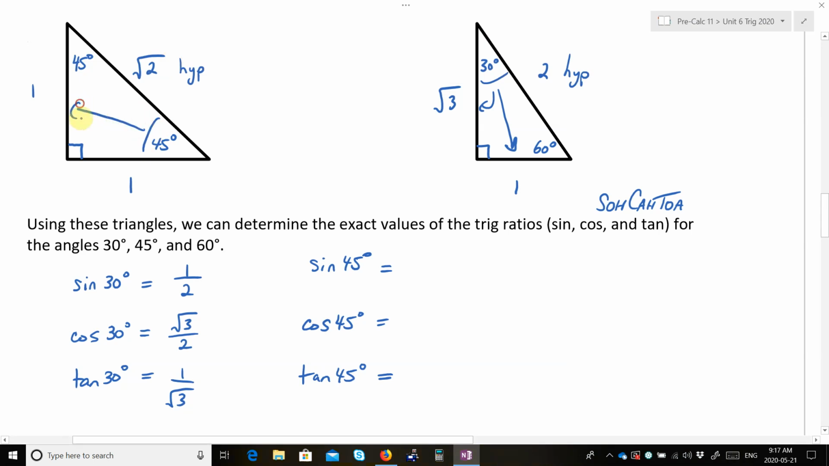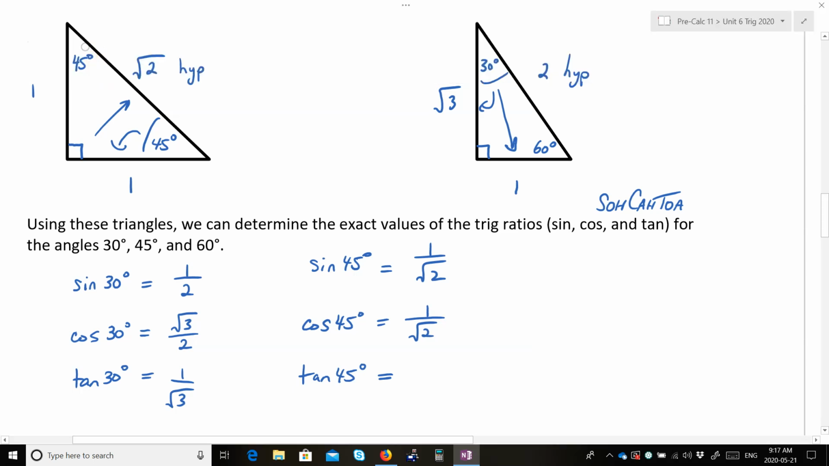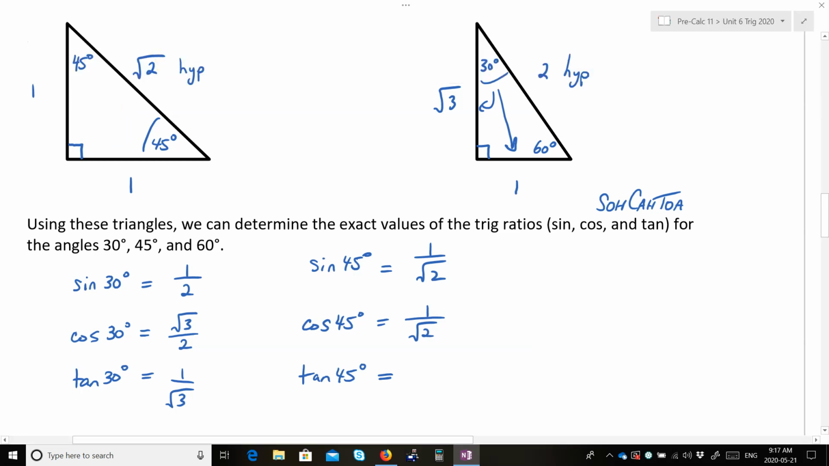Sine is opposite over hypotenuse, so that's 1 over root 2. Cos is adjacent over hypotenuse, so that's 1 over root 2 as well. So sine 45 equals cos 45. And look at what tan 45 is. Tan 45, tan is opposite over adjacent, so tan 45 is 1 over 1, which is 1.